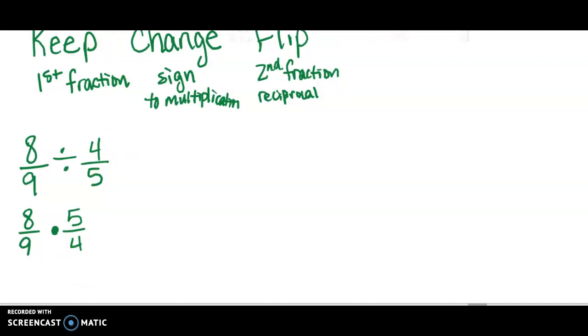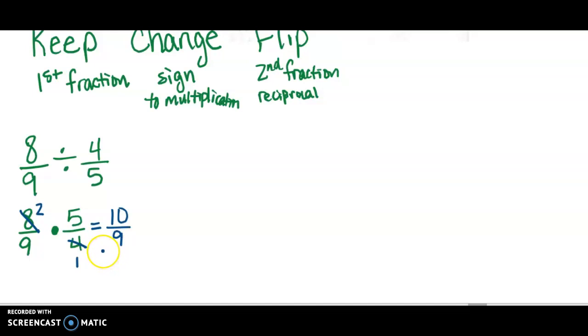Anybody see anything we can reduce here? Raise your hand if you see something that we could reduce before we multiply. Can the 8 and the 4, 8 and the 9, or 5 and the 9? We want to see if there's anything that goes into both of those. I see 8 and 4, good job, are divisible by 4. So 8 divided by 4 is 2. 4 divided by 4 is 1. So we do top times top still. We get our 10. Our bottom times bottom gives us 9.